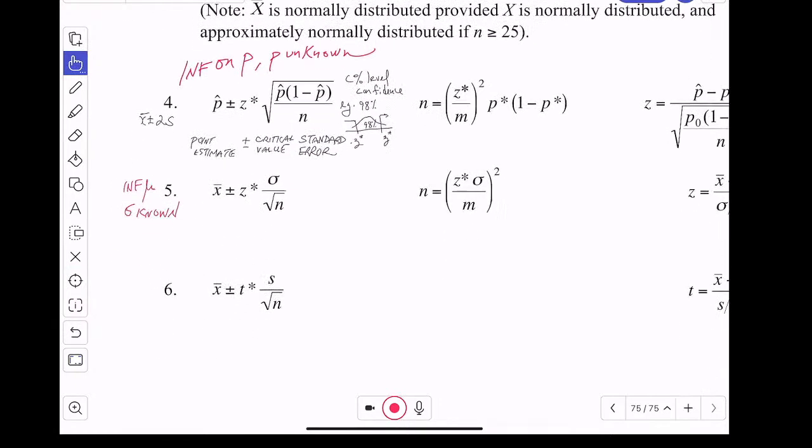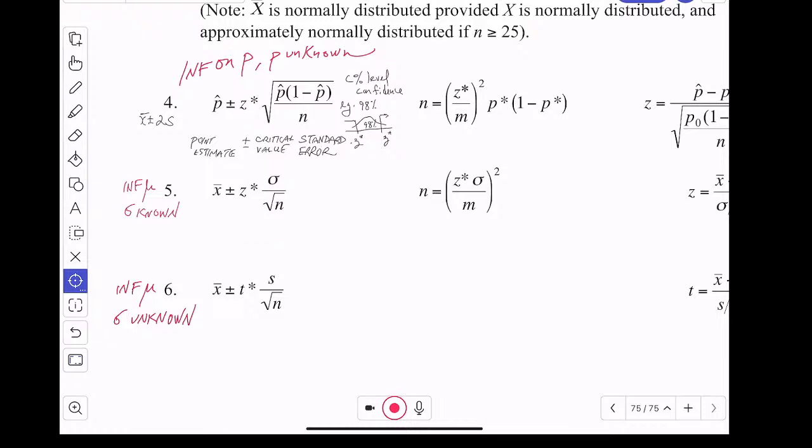And then finally, this is inference on mu, but what if sigma is not known? So this is the most realistic we're going to get. Why would we estimate mu if we knew it? Why would we estimate sigma if we knew it? Or how would we know sigma but not know mu? So this is more realistic, that we don't know either of them.